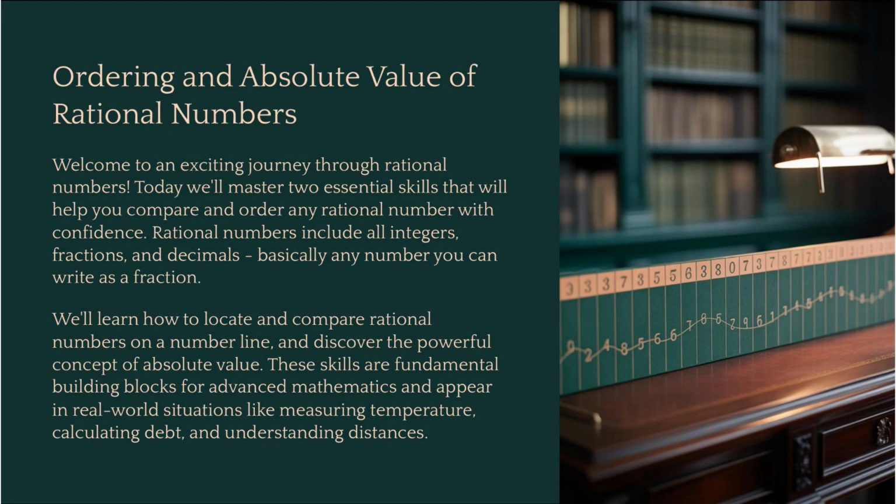In grade 6, we expand our work with positive and negative numbers to include rational numbers. This huge group includes all the integers, the whole numbers and their opposites, plus all the fractions and decimals, both positive and negative. Our job is twofold. We need to confidently locate and order these numbers on a number line, and we need to understand the concept of absolute value, which is just the distance from zero.